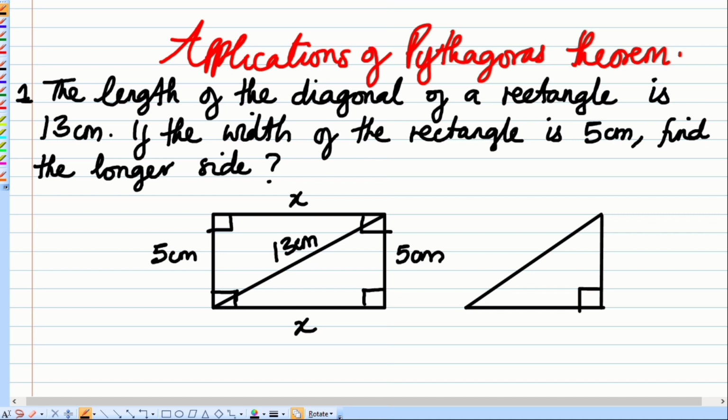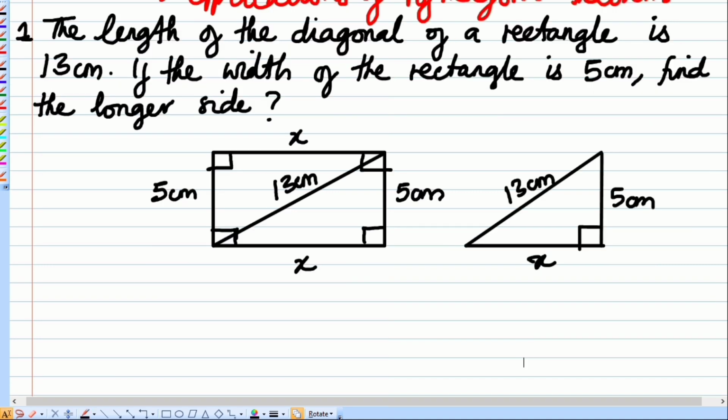So you see that our diagonal, which will now be the hypotenuse for this right angle triangle, is 13. This side is 5 cm. We can just call it the opposite, while we're looking for the adjacent side, which is x. So the longer side of this rectangle would be the adjacent side in this triangle. So if we find it, we'll find the longer side. So we're going to use Pythagoras theorem to solve.